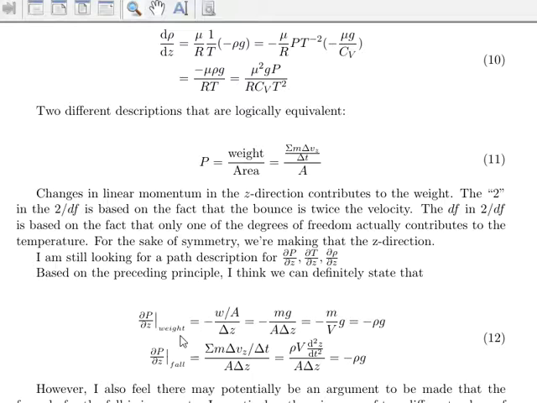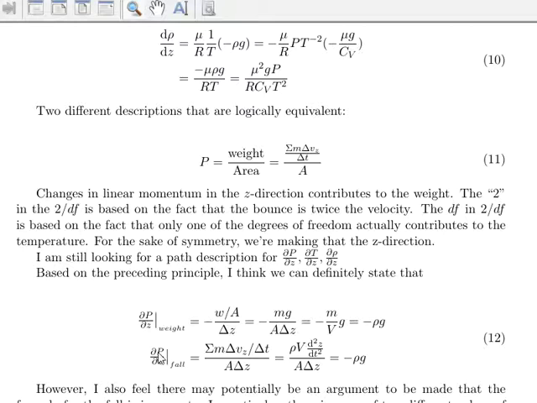Okay, now I got the steps of the derivation in order. Del p del z is the negative of the weight over area over delta z. Weight is mass times gravity. Area times delta z is volume. And mass over volume is density. So we got del p del z based on the idea of the weight principle. We've got a value of del p del z equals negative rho g.